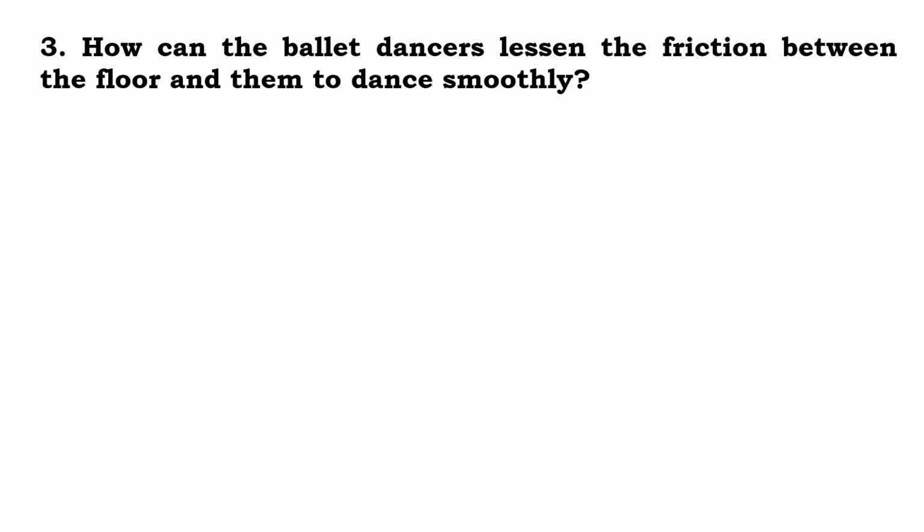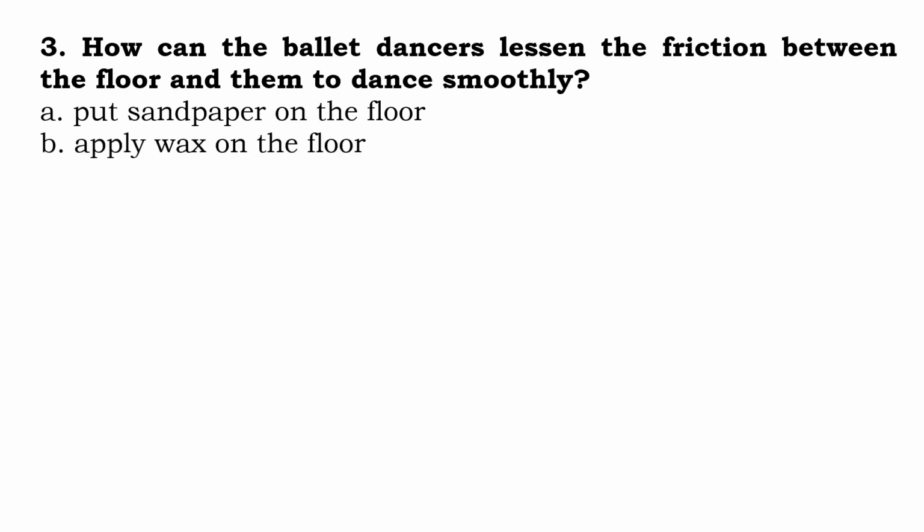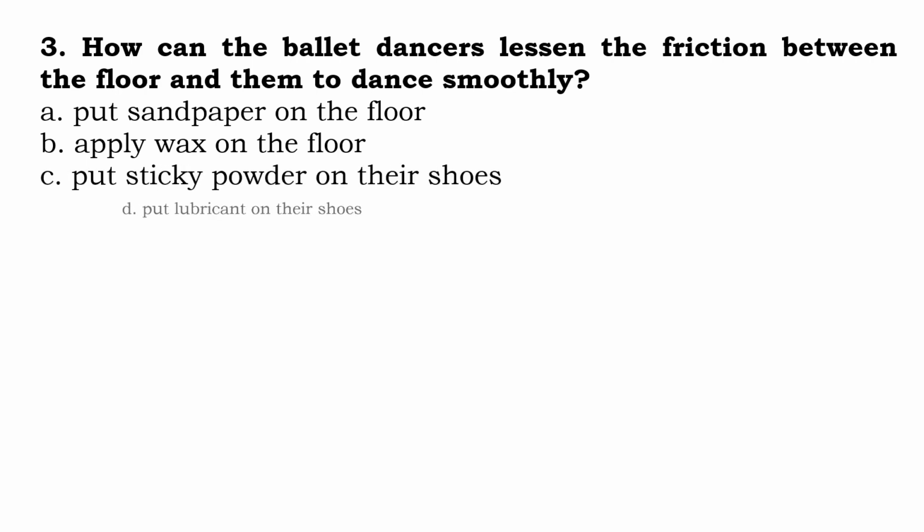Number 3. How can the ballet dancers lessen the friction between the floor and them to dance smoothly? A. Put sandpaper on the floor. B. Apply wax on the floor. C. Put sticky powder on their shoes. D. Put lubricant on their shoes.